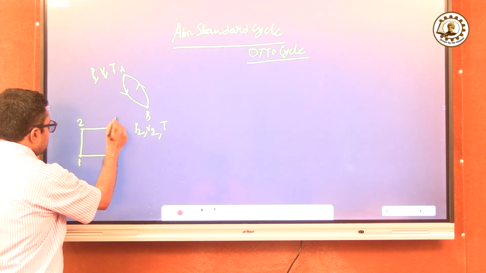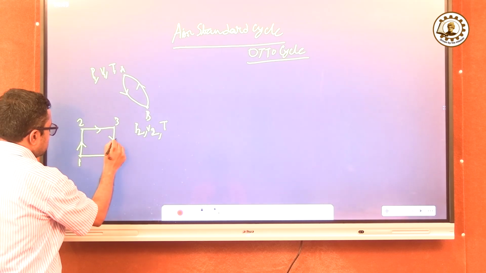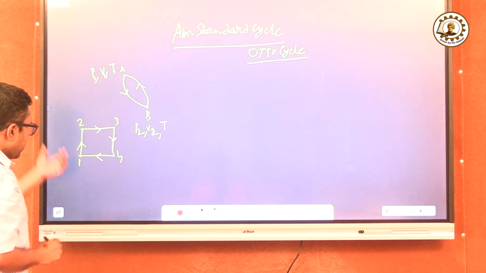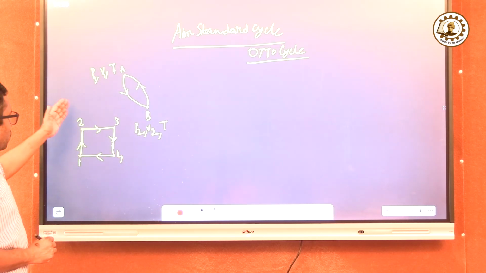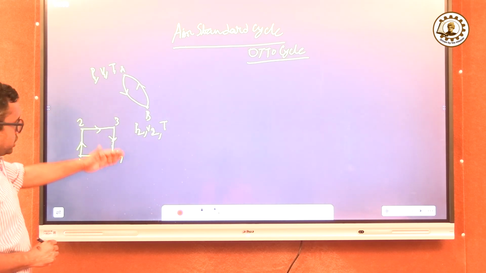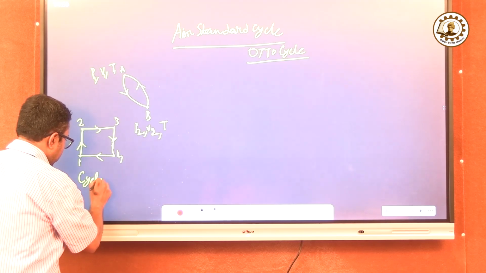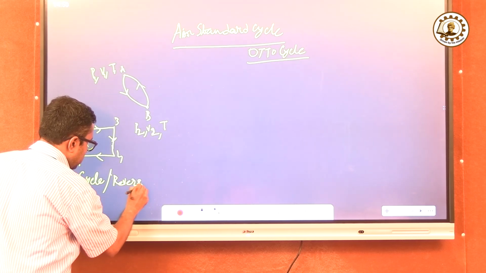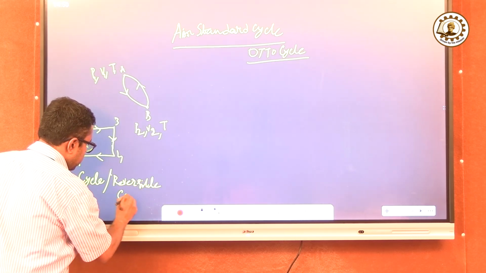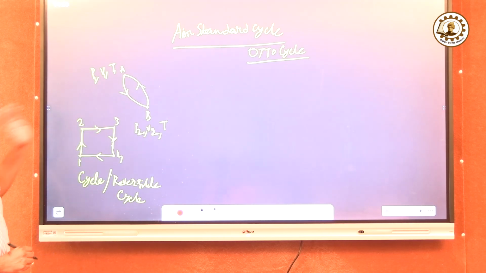It is 1, 2, 3, 4. We go from 1 to 2 this way, then 2 to 3, then 3 to 4, and 4 to 1. Whenever we come back to the initial state from the final state 4, the properties are the same. In between, we go through state 2, state 3, state 4, and come back again. This is known as a total cycle. In other words, it is a reversible cycle if the properties are the same when we go back.